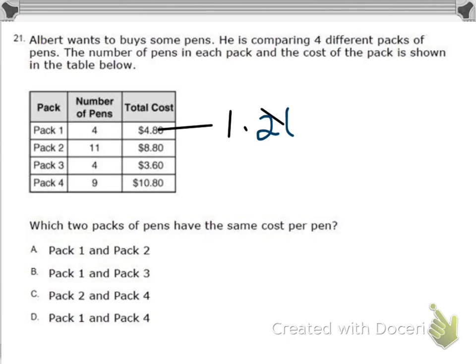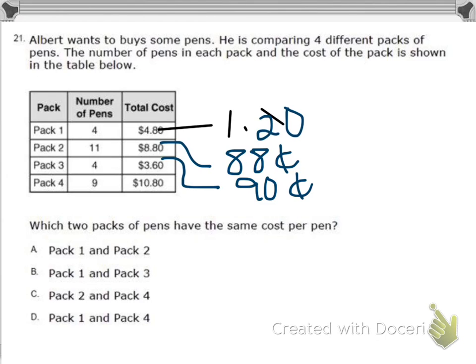$1.20. All right, this one, 11 pens is $8.80, means each pen is 88 cents. 4 pens is $3.60, means each pen is 90 cents. And 9 pens is $10.80. I think 9 times 12 is 108. Is that right? Yeah. So that means each one of these is going to be $1.20.